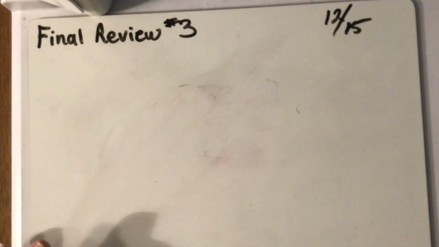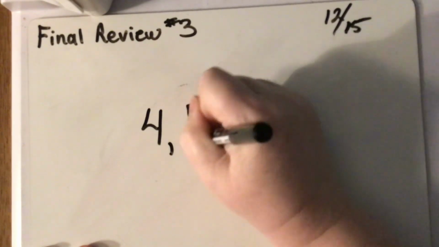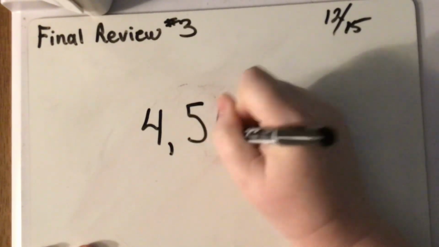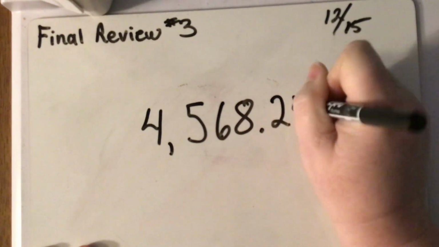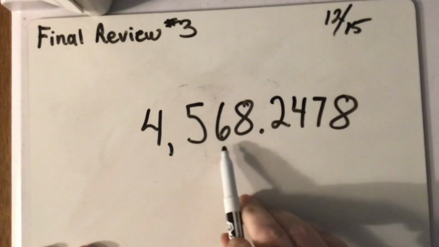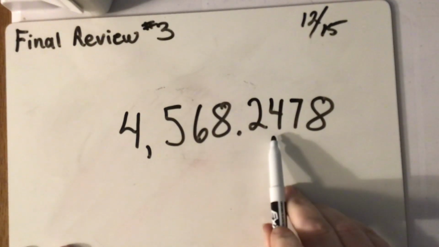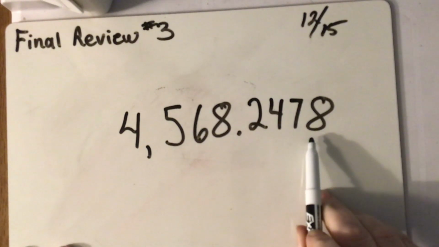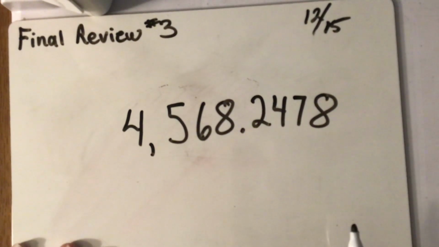All right, now we need to round this big number. We have 4,568.2478. Good Lord. 4,568 and 2,478 thousandths. 10 thousandths? Tens, hundreds, thousands. 10 thousandths. Holy moly. Okay, now we want to round to the nearest hundredth.